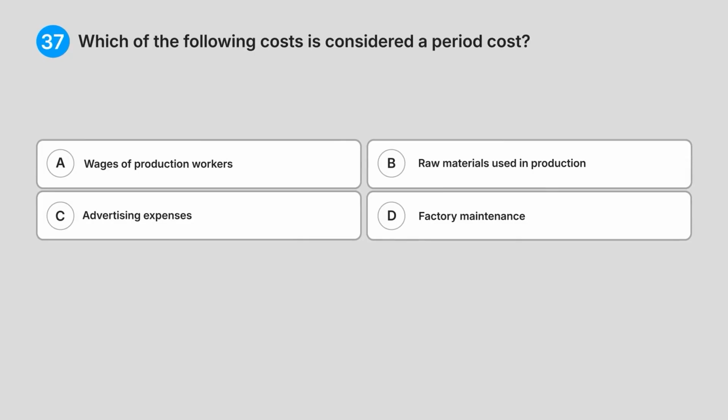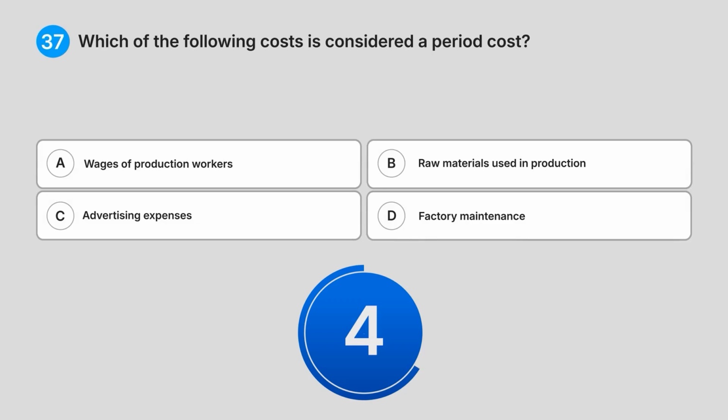37. Which of the following costs is considered a period cost? A. Wages of production workers. B. Raw materials used in production. C. Advertising expenses. D. Factory maintenance. What do you think is the answer?